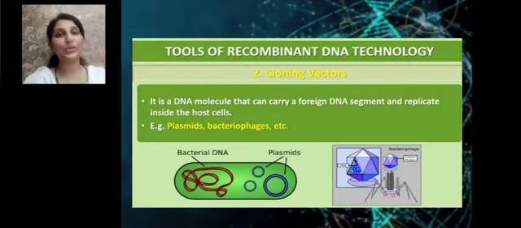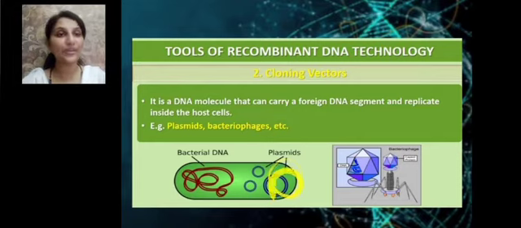The next tool which is needed for recombinant DNA technology is a cloning vector. So, what is a vector? It is a DNA molecule that can carry a foreign DNA segment, or an alien piece of DNA or gene of interest, and it should have the capacity to replicate inside a host cell. The most commonly used cloning vectors are plasmids and bacteriophages.